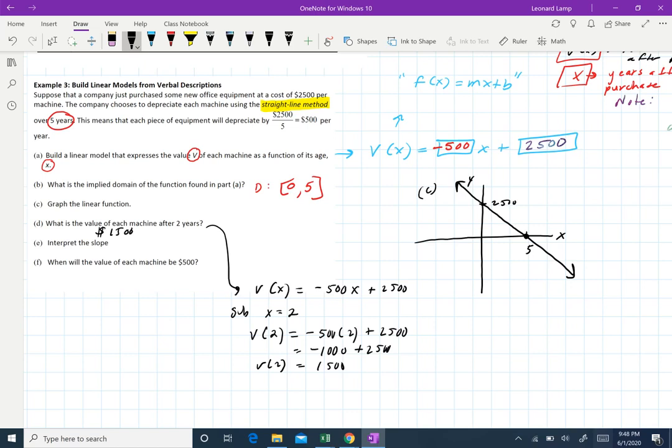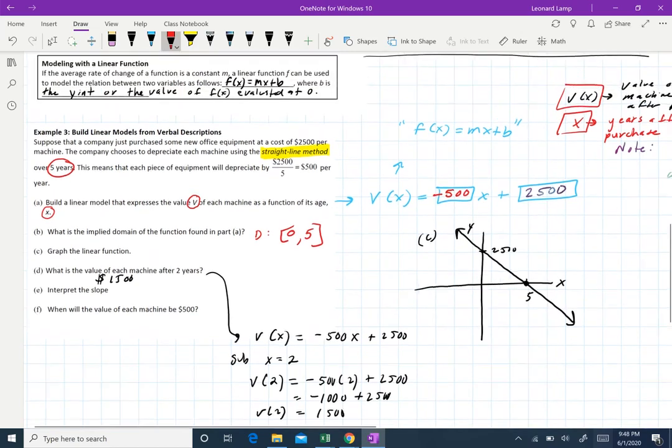So then it's saying interpret the slope. Well, what does the slope represent? We kind of talked about that when we developed this in general. We know it's the rate of decrease of each machine, right? Because it's depreciating $500 per year. So we can say this is the rate of decrease in value of each machine. And now part F.